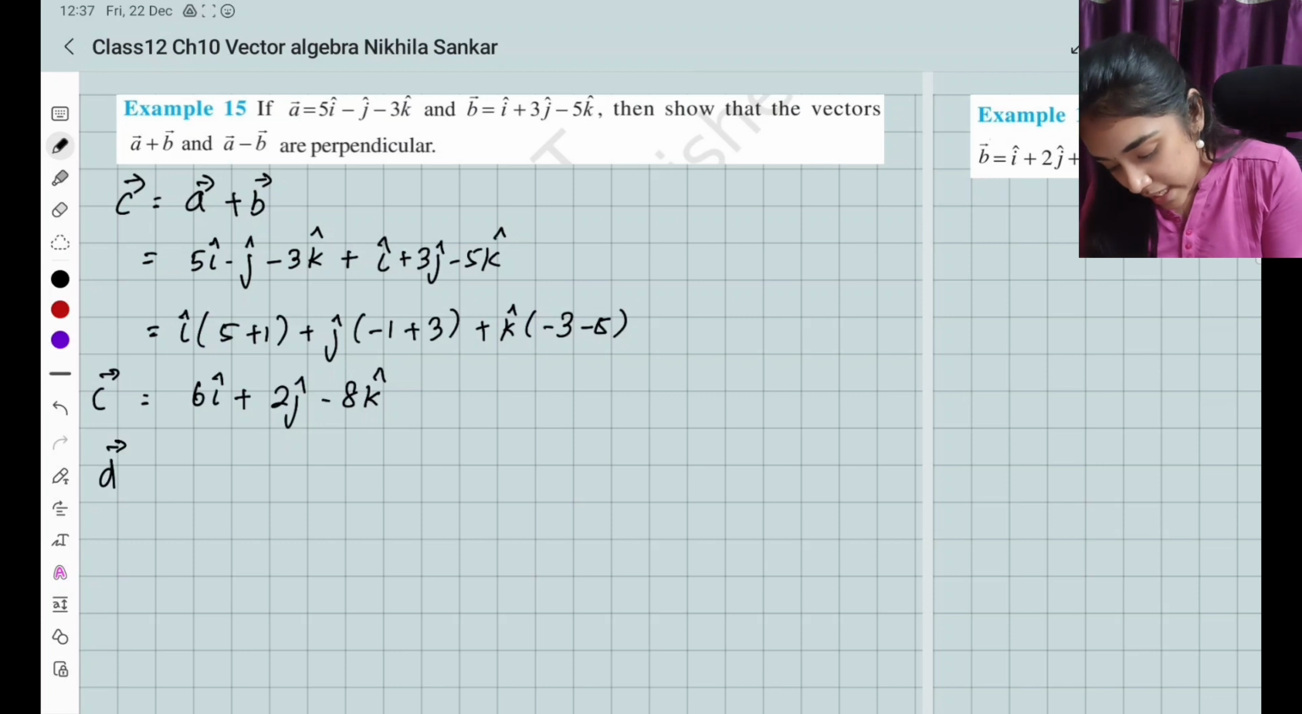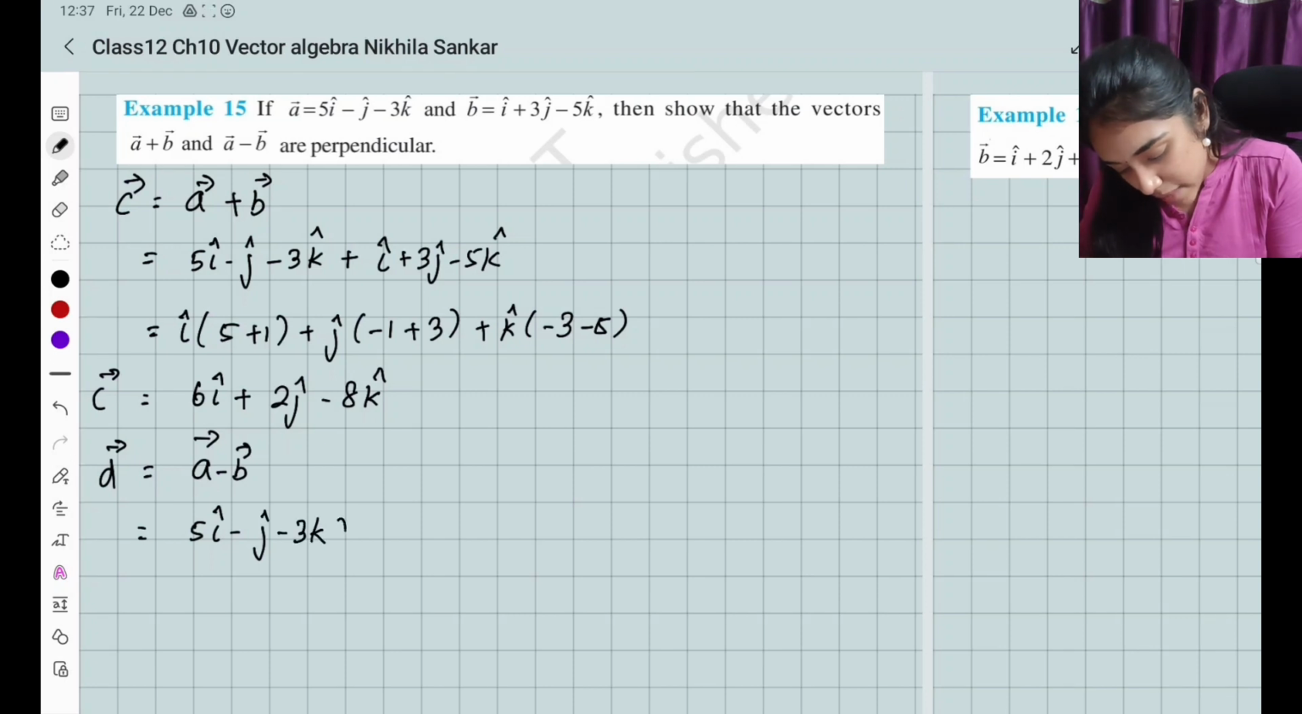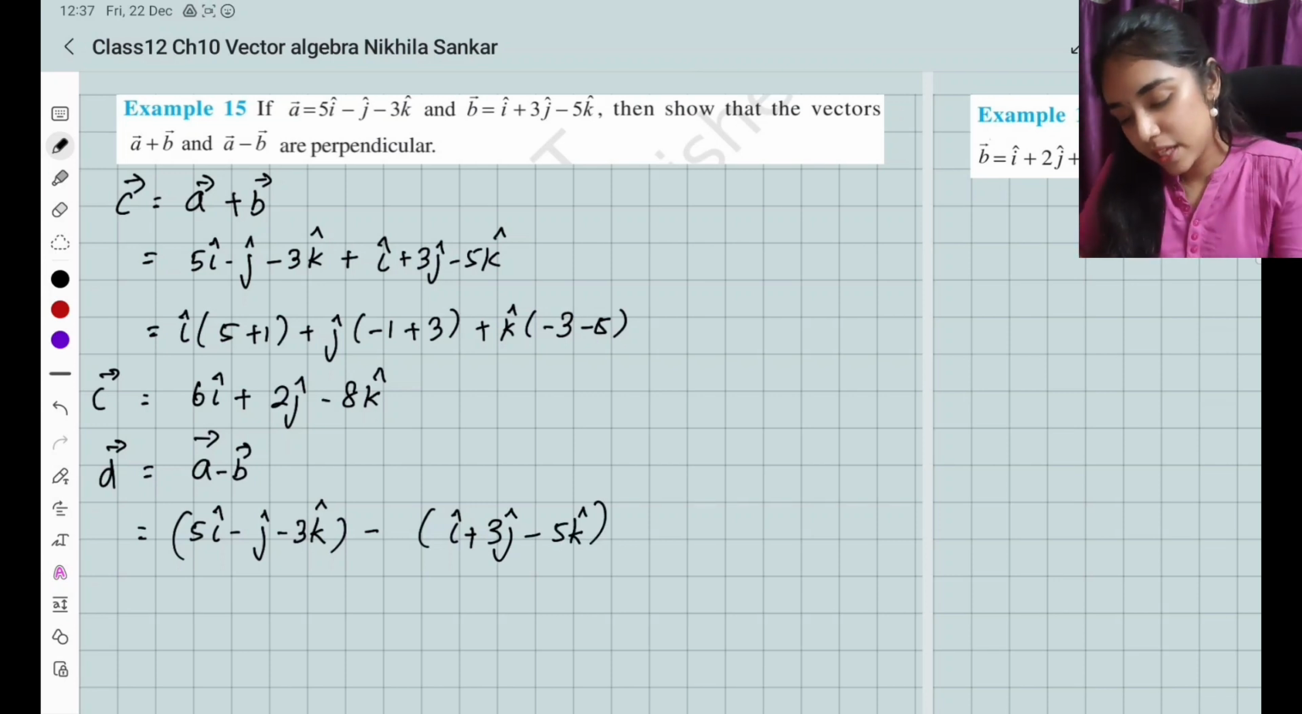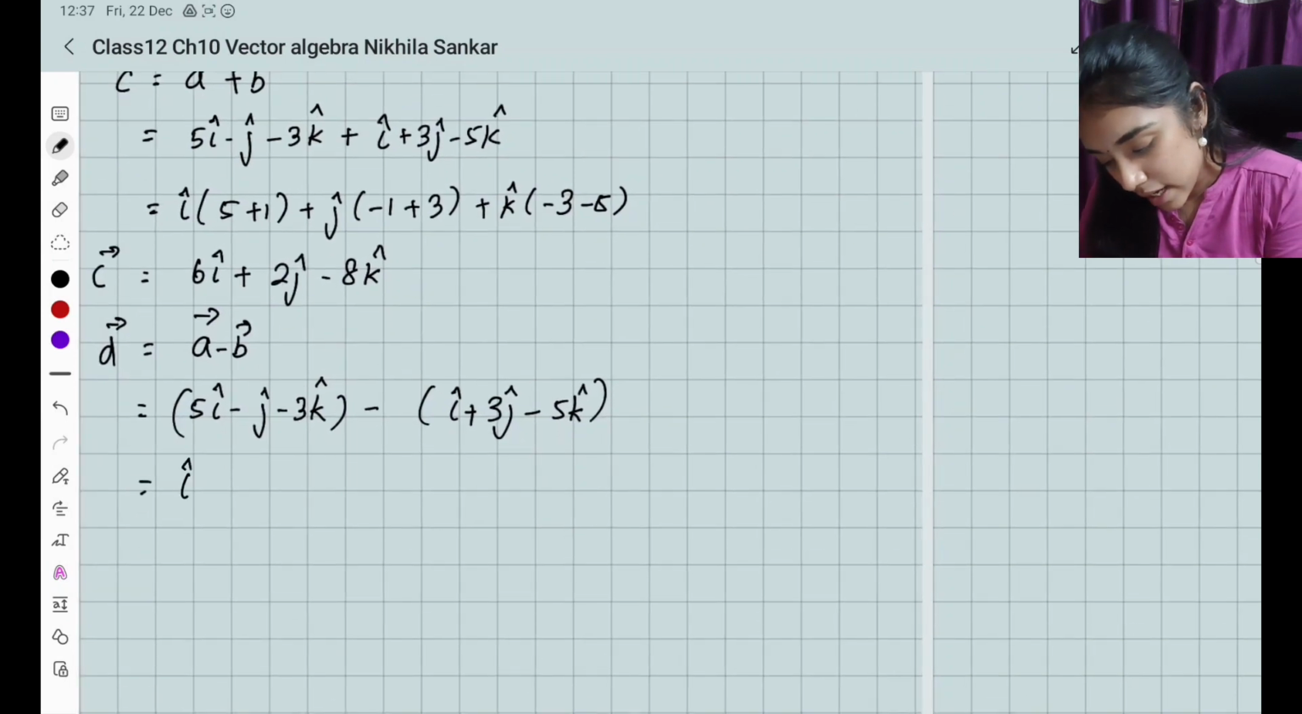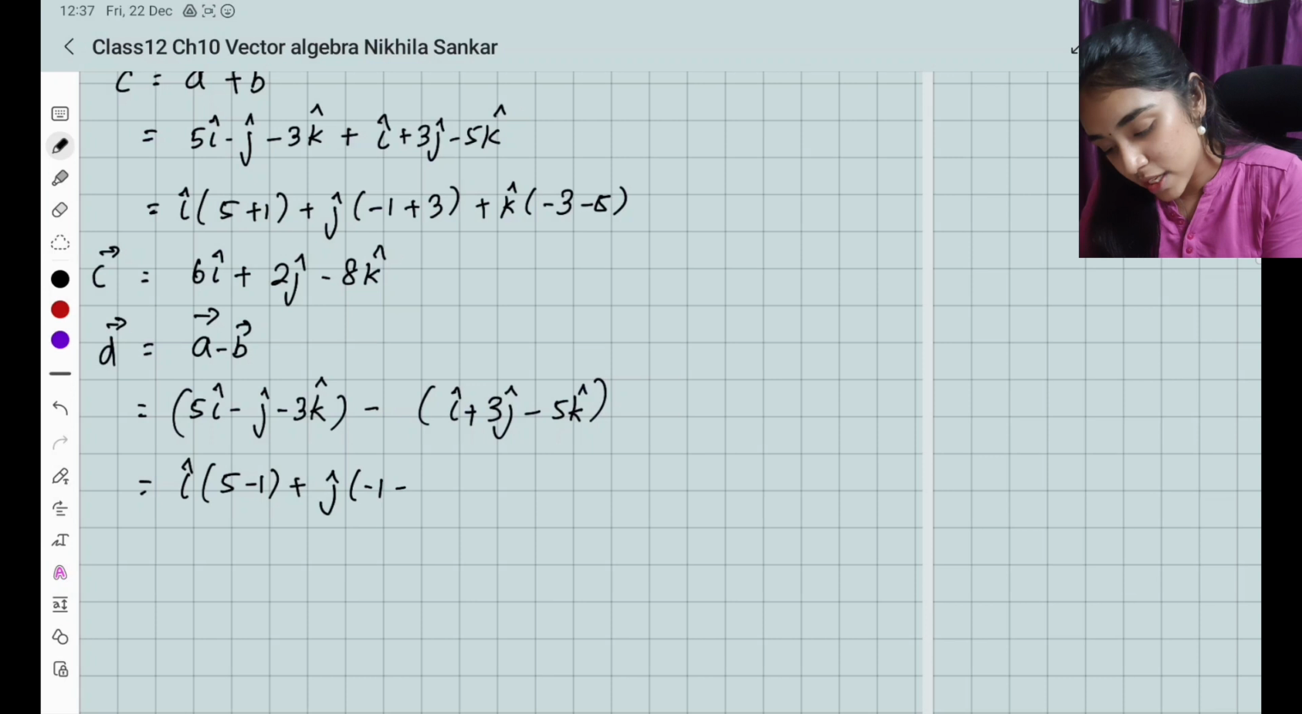Now D is going to be the difference of the two vectors. So this is going to be 5i minus j minus 3k minus, always put a bracket, when there is a minus, put a bracket, 3j minus 5k. Now when I club the I terms together, I'll have I times 5 minus 1, plus j times minus 1 minus 3.